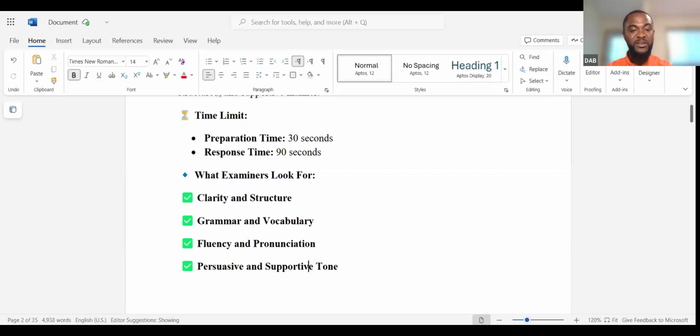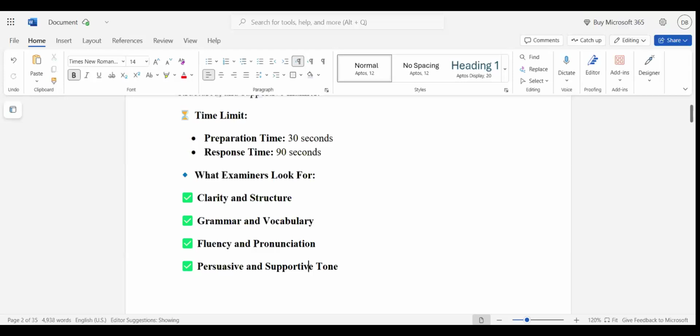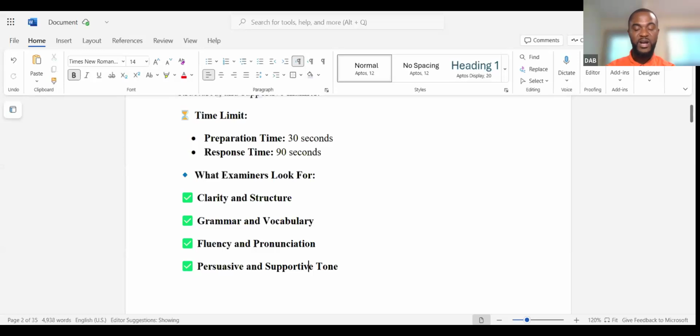Then your grammar and your vocabulary. Concord: your verbs and nouns should agree with each other. The boy plays. The boys play. So, verb agreement. Then your vocabulary, whether you are using the right vocabulary or not.